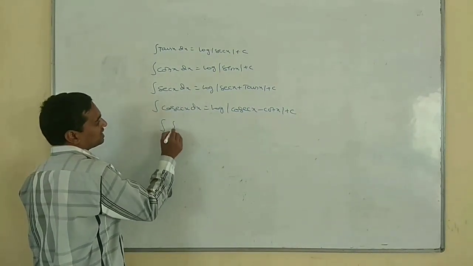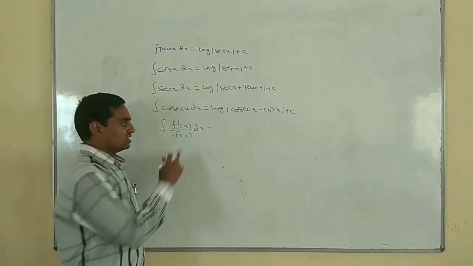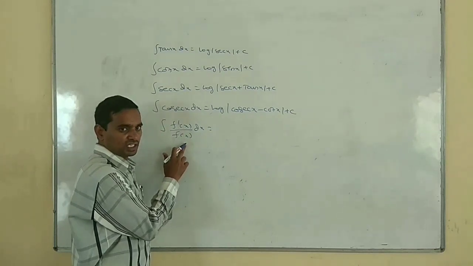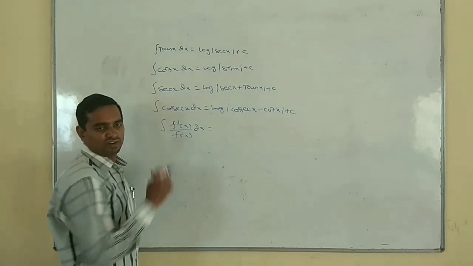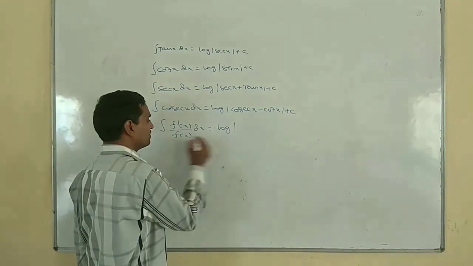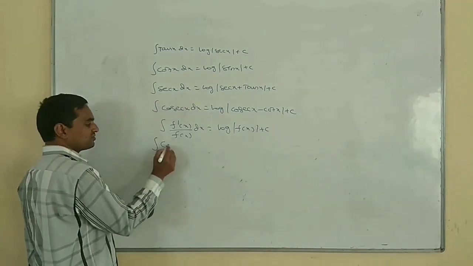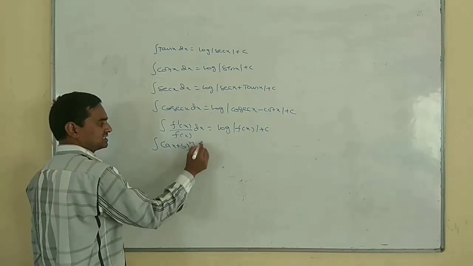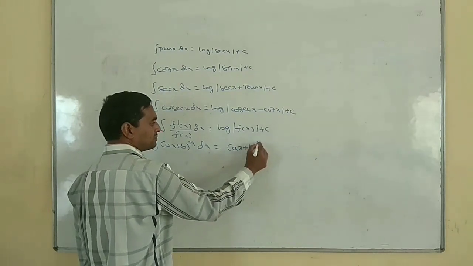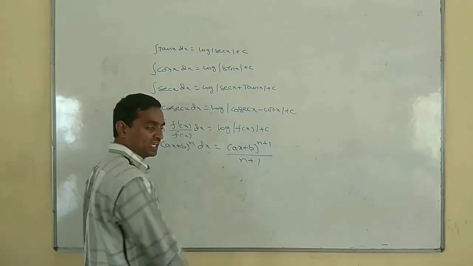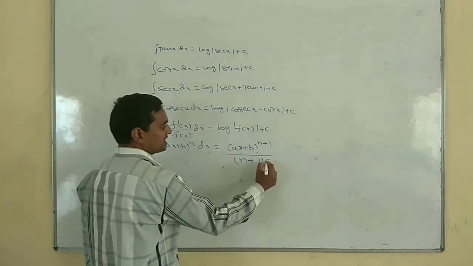Integration of f dash of x by f of x dx. This formula means the numerator is the differentiation of the denominator. This is f dash; the numerator f dash is the differentiation of f of x. Then directly it is log modulus of the denominator function f of x plus c. Integration of ax plus b whole power n dx is ax plus b whole power n plus 1 by n plus 1, as in the previous x to the power of n integration formula. After that, divide by the x coefficient.